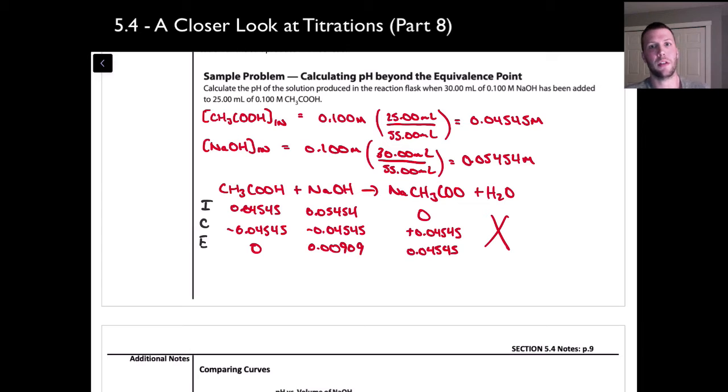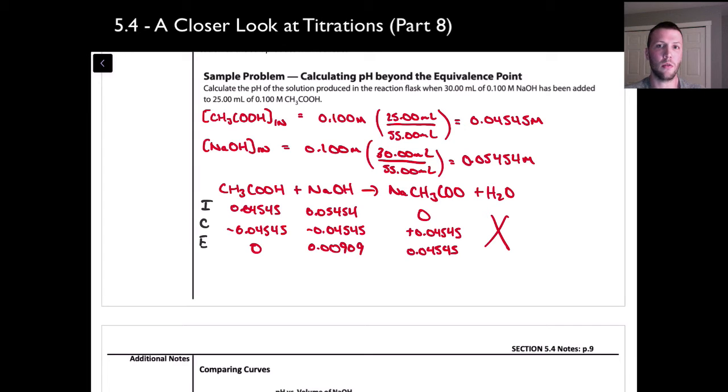So what we should notice here is that at the end of our ice table, when we've reached equilibrium, I now have sodium hydroxide and my sodium acetate. So I know that my sodium acetate can hydrolyze to produce hydroxide ions. However, since it's a weak base, it's going to hydrolyze to such a little extent that we can basically ignore it. The amount of hydroxide ions that's going to be produced from the remaining sodium hydroxide is going to be far greater than the amount that's going to result from acetate ion hydrolyzing.